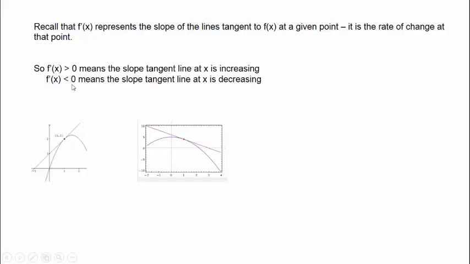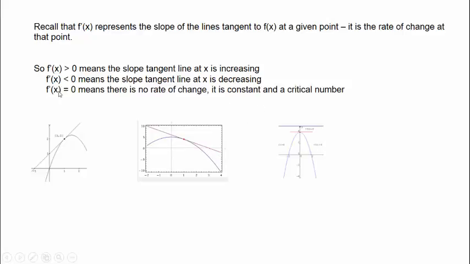F prime of x less than 0 means the slope of the tangent line at x is decreasing. And so, like this picture here, we have a negative slope. And if you look at the graph underneath, it is in fact decreasing. It's on a decline. And f prime of x equals 0 means that there is no rate of change. It's constant. And we call those a critical number, like this one right here, which appears to be a relative maximum.